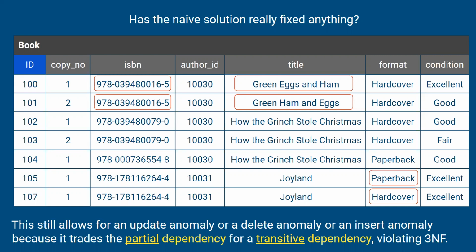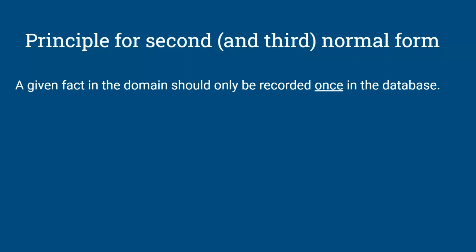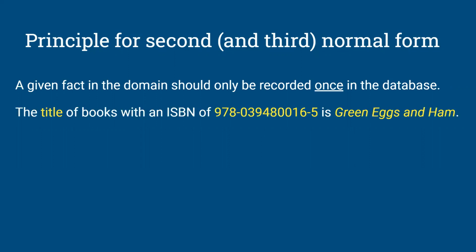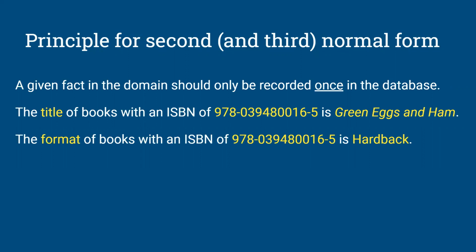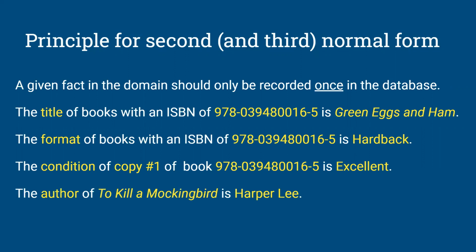Okay. So congratulations, we're in second normal form, but we haven't really fixed anything. There's a principle here that underlies both second and third normal form. This is the principle that a given fact in the domain should only be recorded once in the database. What do I mean by a given fact in the domain? The title of an ISBN is a fact. The format of a book of that ISBN is hardback. The condition of copy number 1 of that ISBN is excellent. These are all individual facts that should only be stored once.